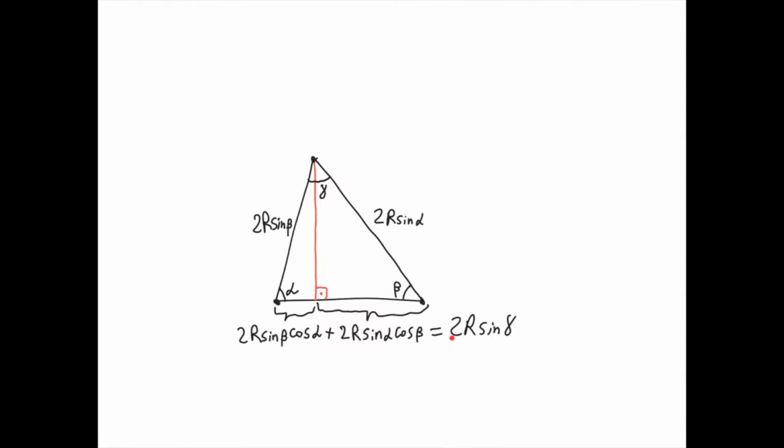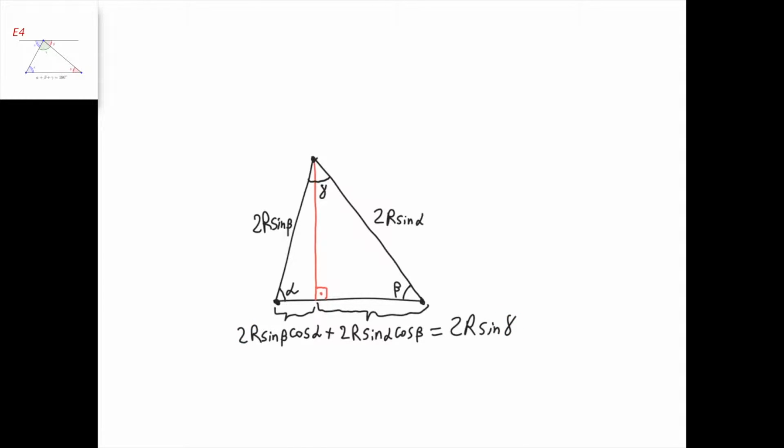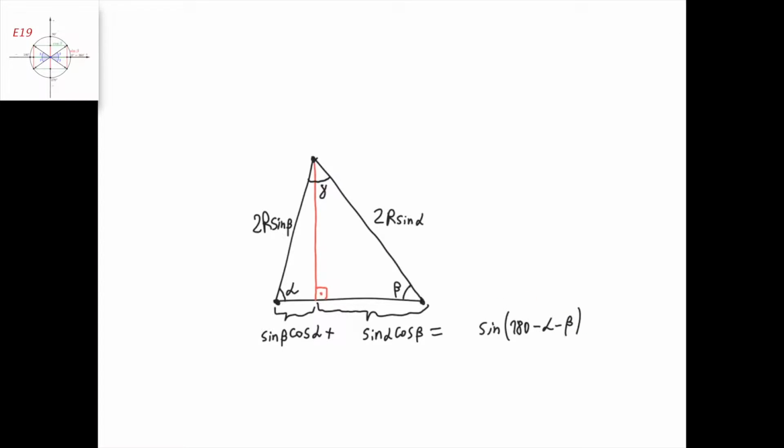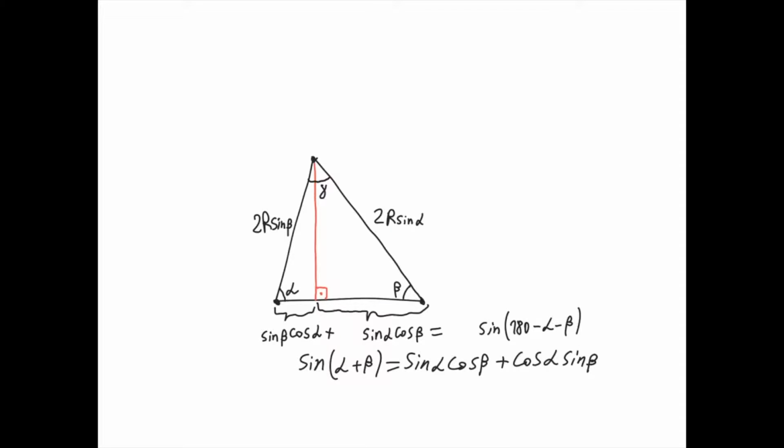And now we can cancel out the 2r, and we can substitute gamma with 180 minus alpha minus beta. We got that sine of beta cosine of alpha plus sine of alpha cosine of beta equals sine of 180 minus alpha minus beta. But we know that sine of 180 minus alpha minus beta equals sine of alpha plus beta, because the sum of 180 minus alpha minus beta and alpha plus beta is 180 degrees. And this is how we get the following trigonometric formula. Sine of alpha plus beta equals sine of alpha cosine of beta plus cosine of alpha sine of beta.